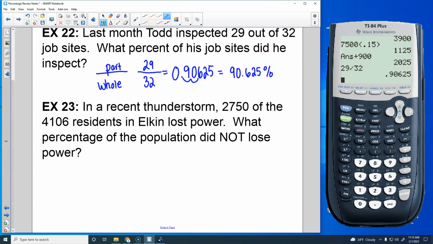Alright. In a recent thunderstorm, 2,750 of the 4,106 residents in Elkin lost power. What percentage of the population did not lose power? Now you gotta be really careful with these, because if it says not, it might be looking for the opposite here. So, who can tell me what to do for this one? We need the part over the whole.